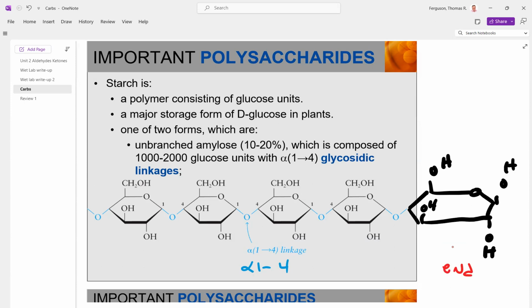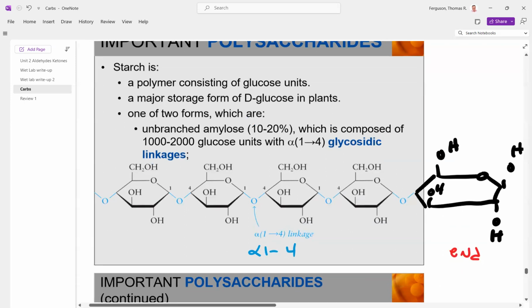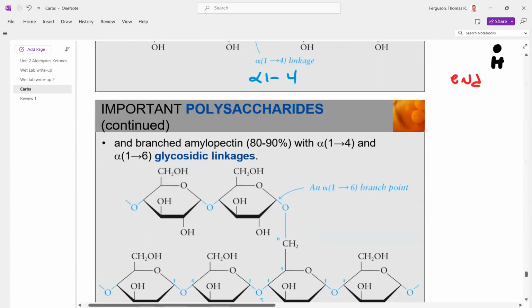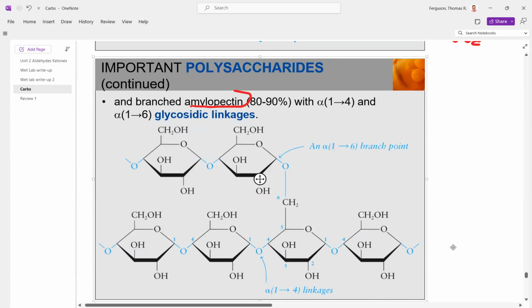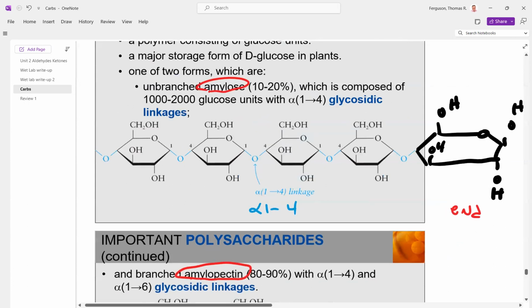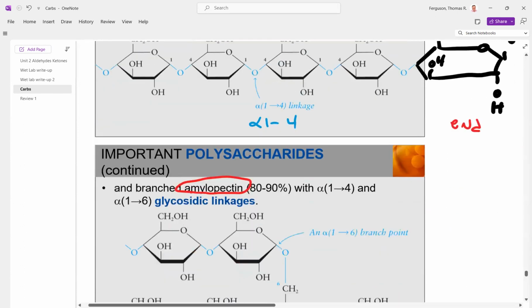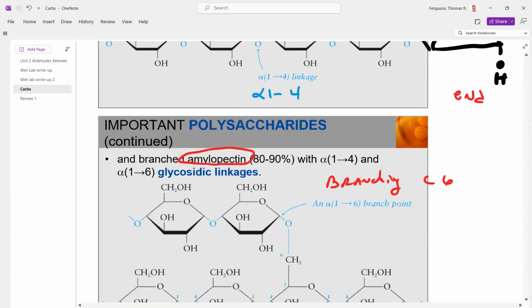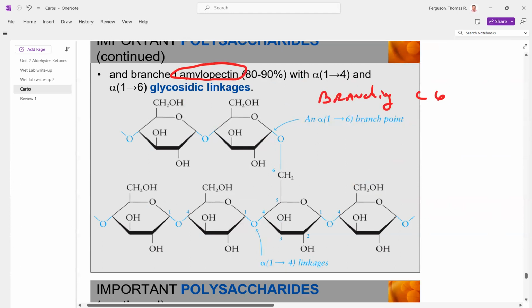Now, a lot of books will say starch, glycogen, and cellulose, none of those are reducing sugars. But that's not true. Okay, there are two versions of starch. One is called amylose, and the other is called amylopectin. And there's just a branch on carbon number 6. So no branching. And this one we have branching on carbon number 6. And again, it's a reducing sugar because the terminal is a hemiacetal.